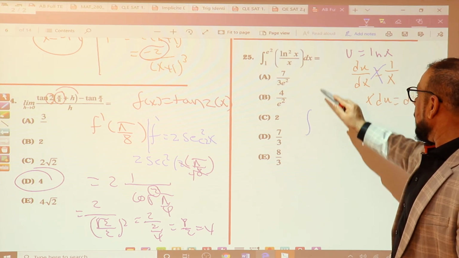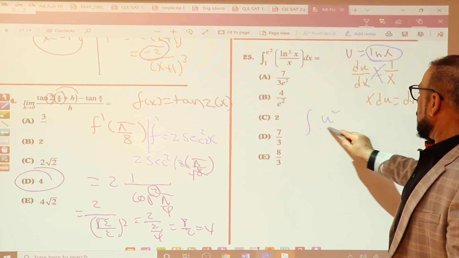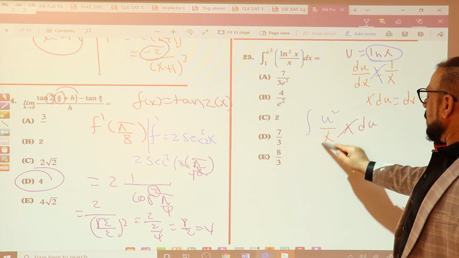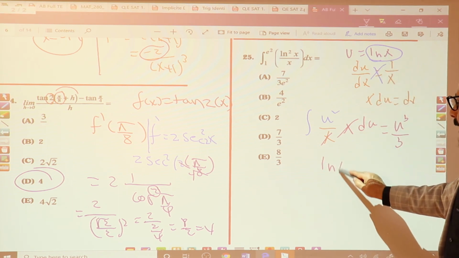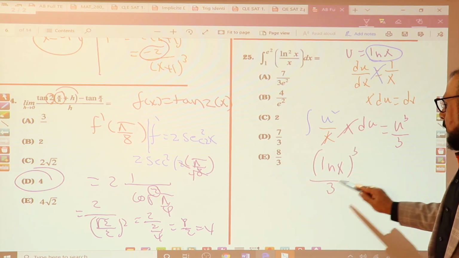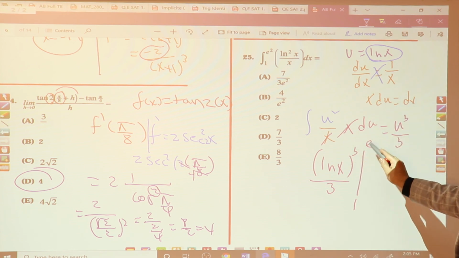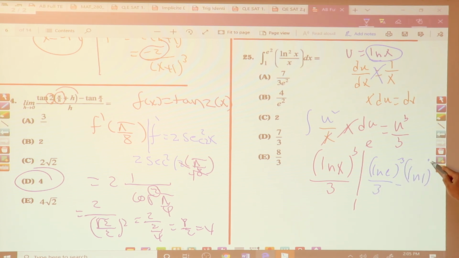Then ln x, we assume ln x equals u, then u square over x, and the dx becomes x du. Now it is easy to integrate u square. U square is u cube over 3. Now bring u back as is: ln x cube over 3 from 1 to e. Now start with the top, which is e: ln e cube over 3 minus ln 1 cube over 3. Ln e is 1, so 1/3 minus 0.